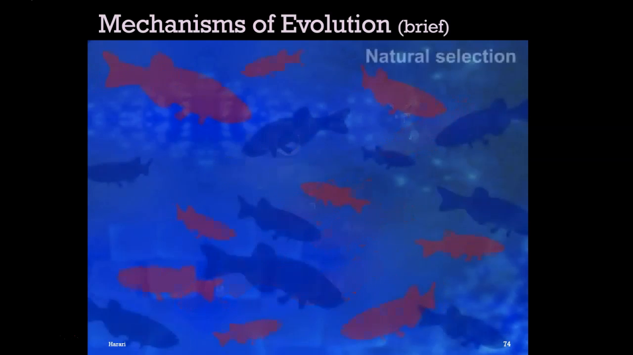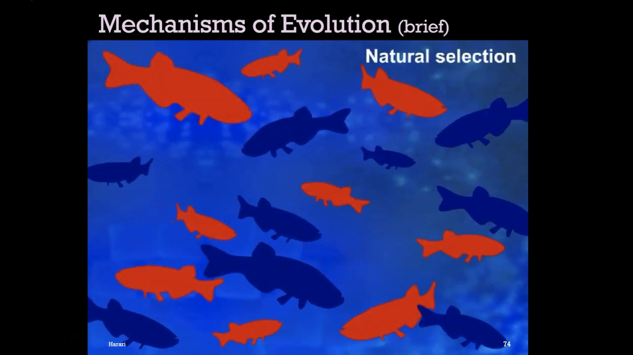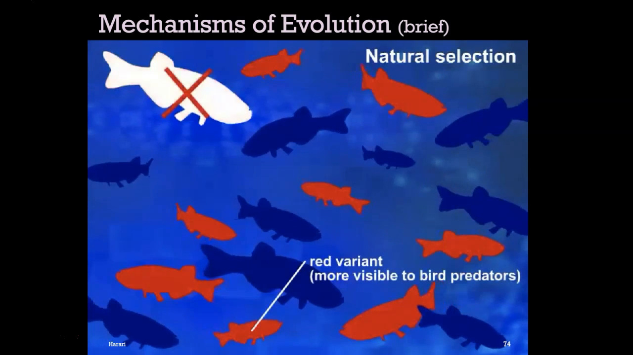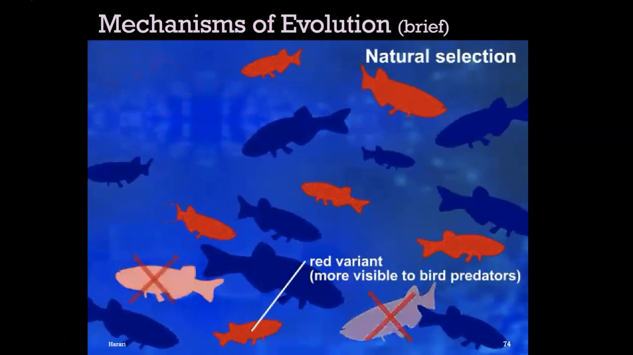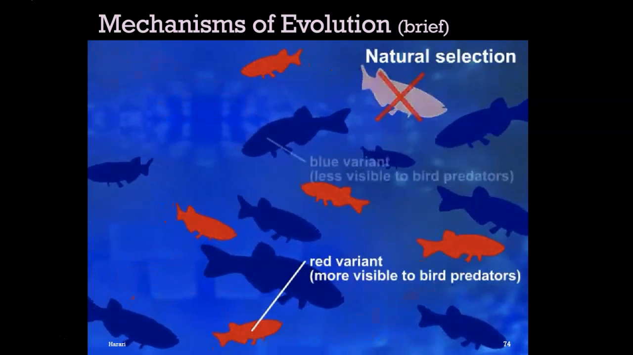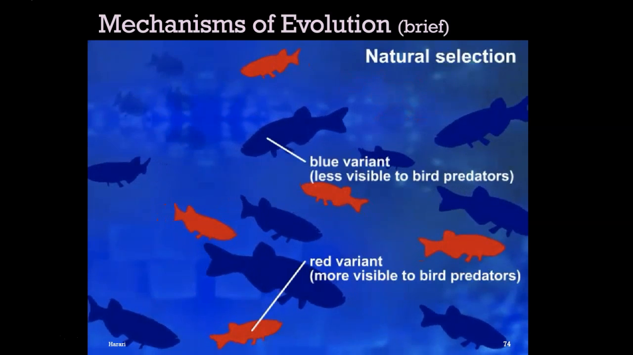Populations consist of individuals with different genetic makeups, some of whom are more successful at leaving offspring than others. For example, some variants blend in with the environment and are less susceptible to predation.